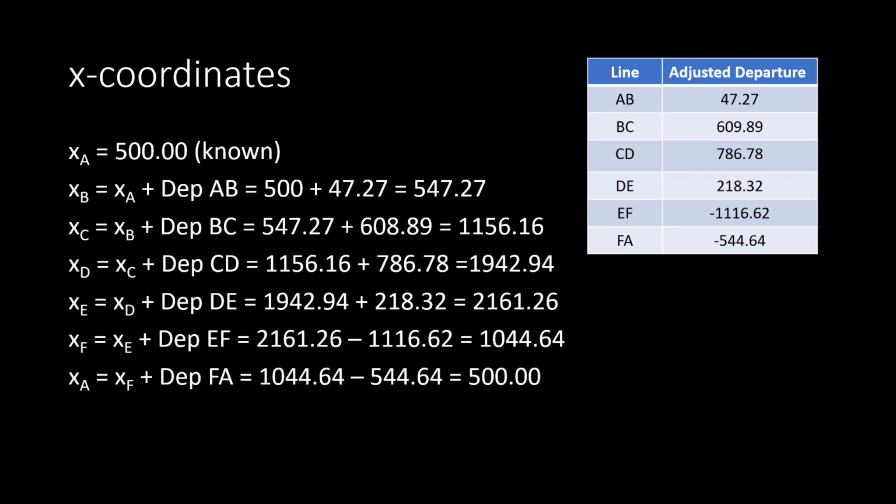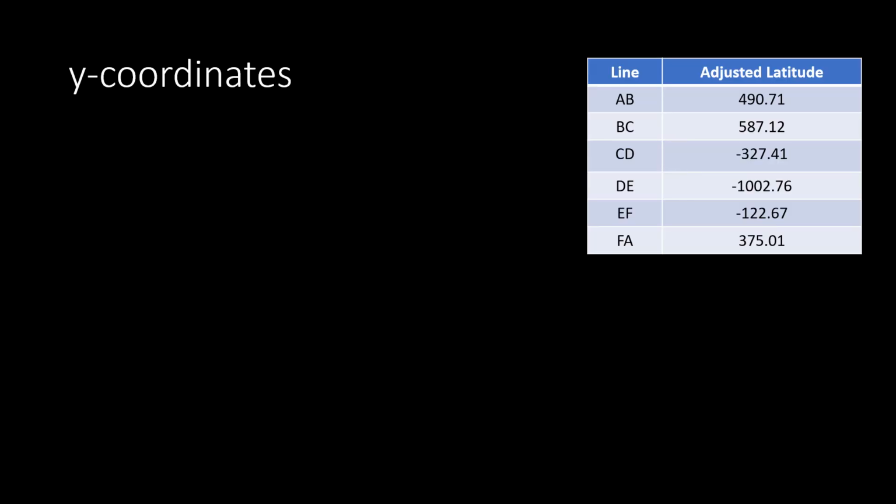which is equal to x sub F plus the departure of FA. Notice that we get a value of 500, which is the known or the given x coordinate of point A. We continue by calculating the y coordinates.